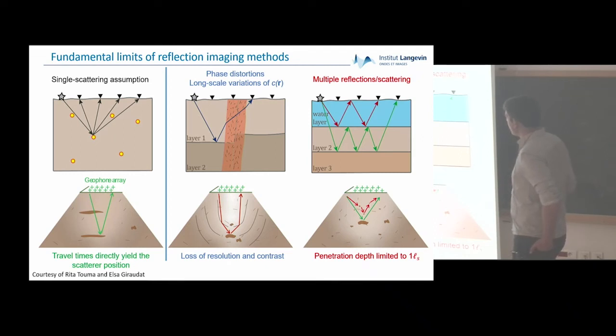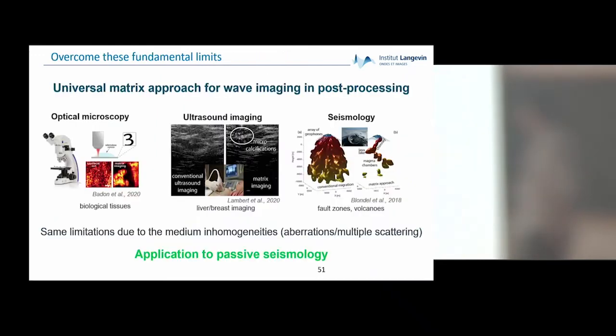You can have multiple reflections, as in the ultrasound experiments I showed you, and you can also have, as in ultrasound imaging, multiple scattering, meaning that you have a strong concentration of scatterers, and the wave is scattered several times before coming back towards the array. So we have exactly the same problem, and the idea is to use the tools that we developed in acoustics and transfer them to passive seismology.